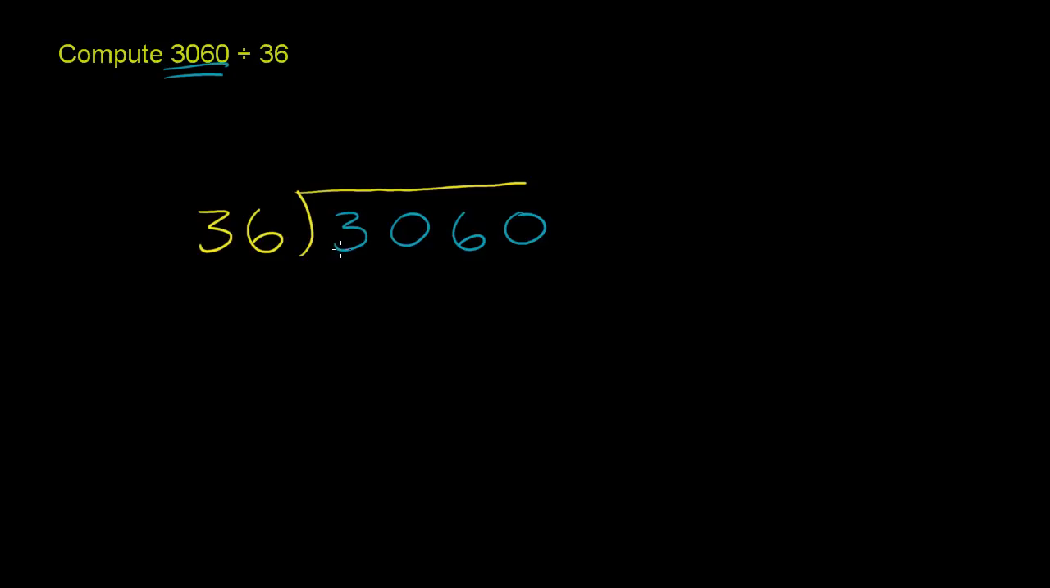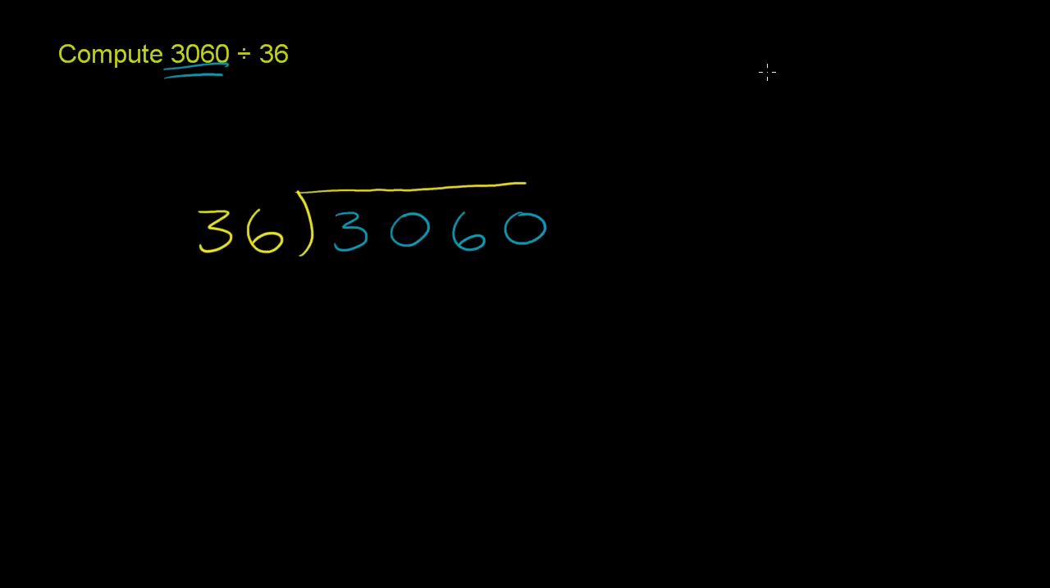We say, well, does 36 go into 3? No, 3 is smaller than 36, so it won't go into 3. Does 36 go into 30? No, 30 is still smaller than 36. Does 36 go into 306? Well, sure, 306 is larger than 36. If we were to estimate, 30 would go into 300 10 times, but 36 is larger than 30, so it's going to go fewer times. Maybe it's 9. I'm not sure.